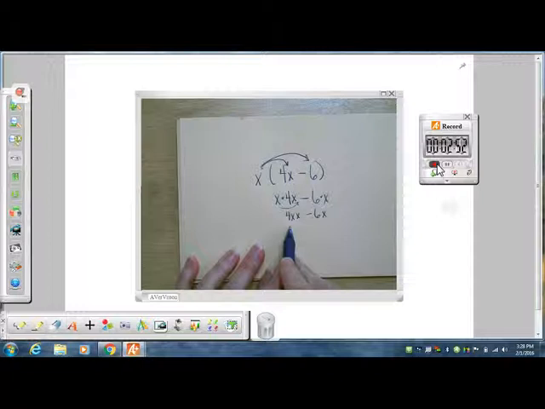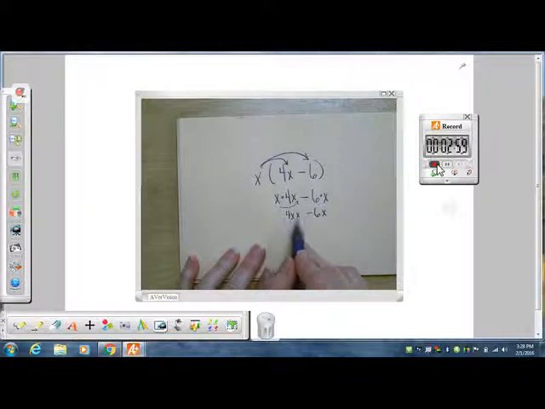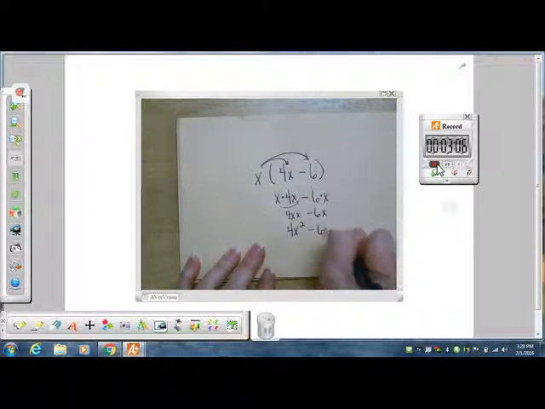Well, 4xx, we don't write 4xx. We have to think about our exponents. So I have x times x, that's the same thing as x squared. So here I have 4x squared minus 6x.